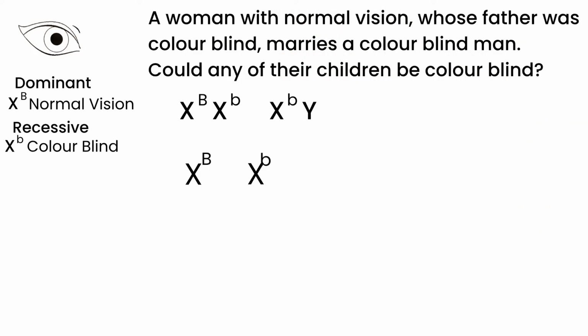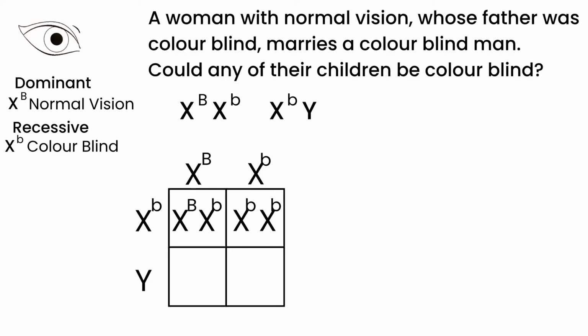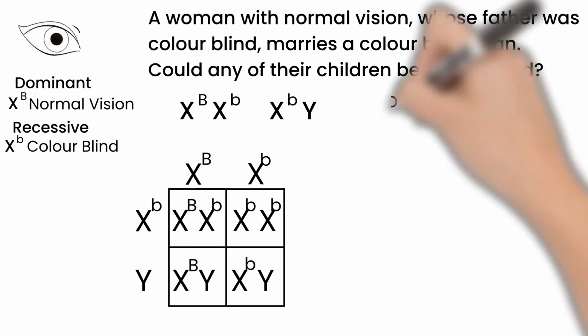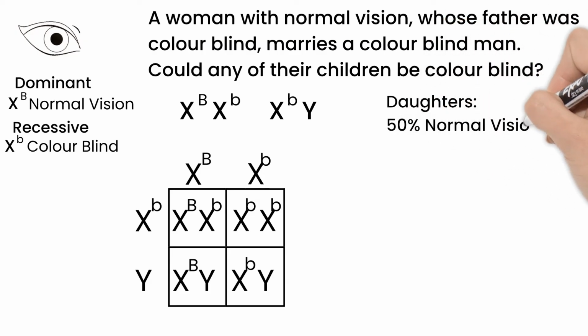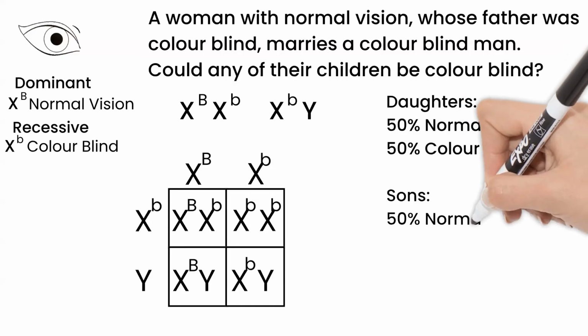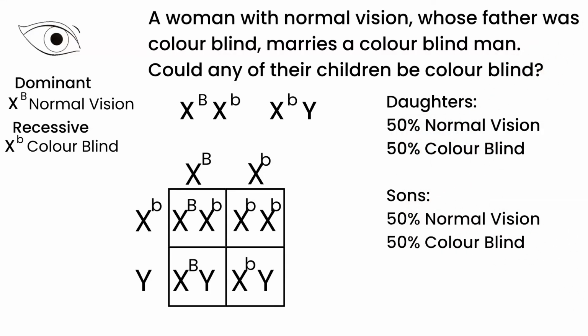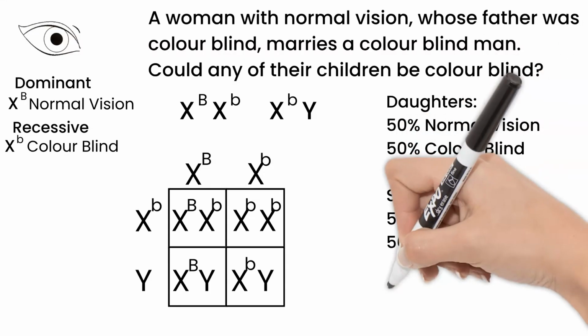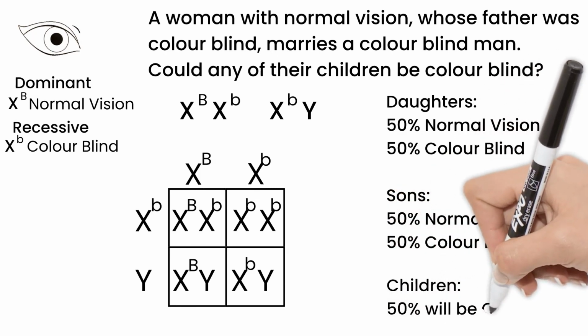Plug those into the Punnett square and we see their daughters have a 50% chance of being colorblind, and their sons also have a 50% chance. Overall, it is likely that half of their children will be colorblind.